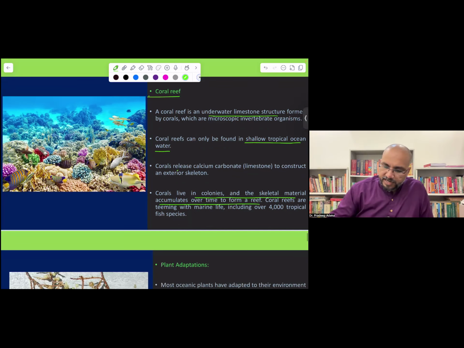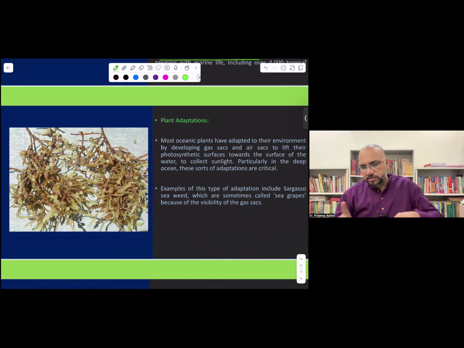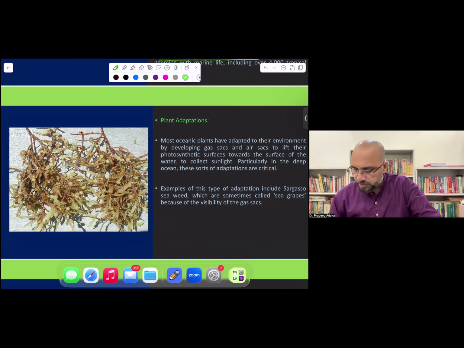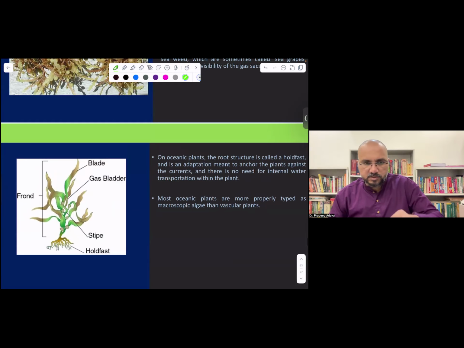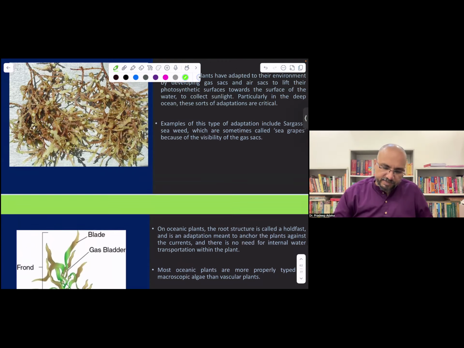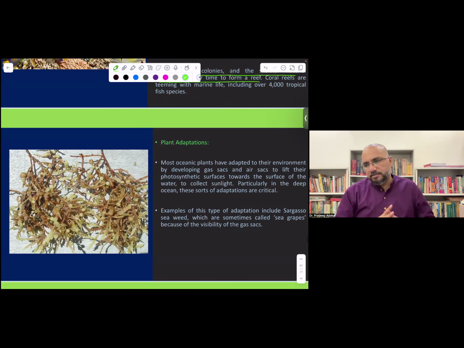So let us look into plant and animal adaptation in the next session. There are not many slides. Yeah, 10 slides are there. When we go through the plant and animal adaptations, once we do that, we can start ecological succession. So let us meet again day after tomorrow. Day after tomorrow we'll start ecological succession.